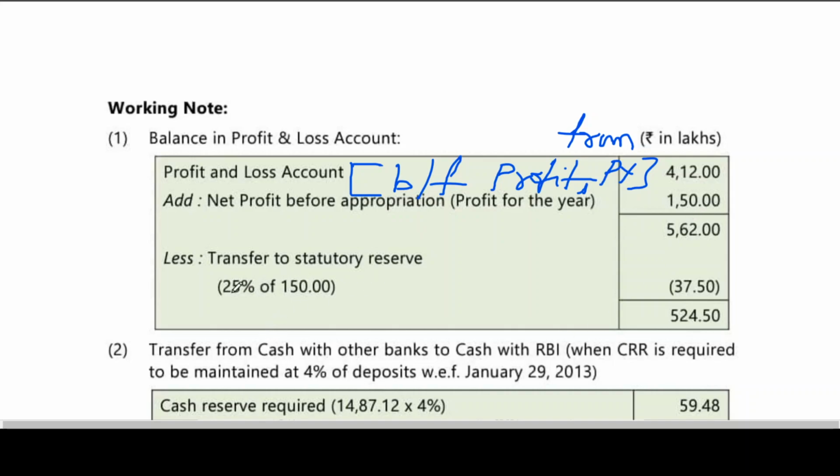Transfer to statutory reserves on current year profit. In the last two classes I have explained this to you. We need to calculate 20%. If the problem is giving 25%, we calculate 25%. But statutory reserve is to be 20%. I have told you. It is coming to 524.50.